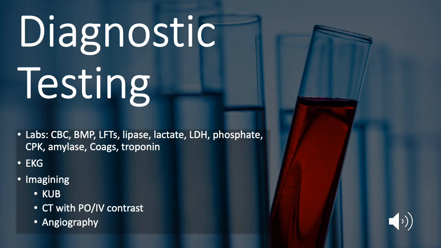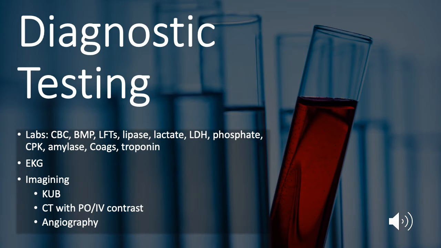Also, if you're going to get a troponin, you probably need to get an EKG also so that you can thoroughly rule out MI. For imaging, you're going to want to get a KUB because this will rapidly be able to tell you if they have any air under their diaphragm and might also give you indications if they have a small bowel obstruction. CT with oral and IV contrast is really important because it will help you visualize the bowel wall and see if there's any blockages in the arteries or veins.